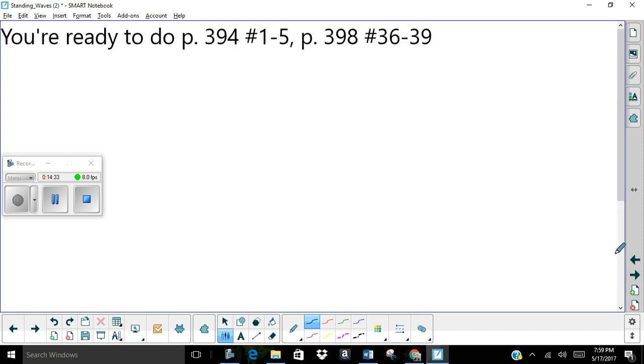You are now prepared to do the following problems. Page 394, 1 through 5, 398, numbers 36 through 39. I do not believe there's hardly any math involved in these, so we will be stamping these off on Monday.